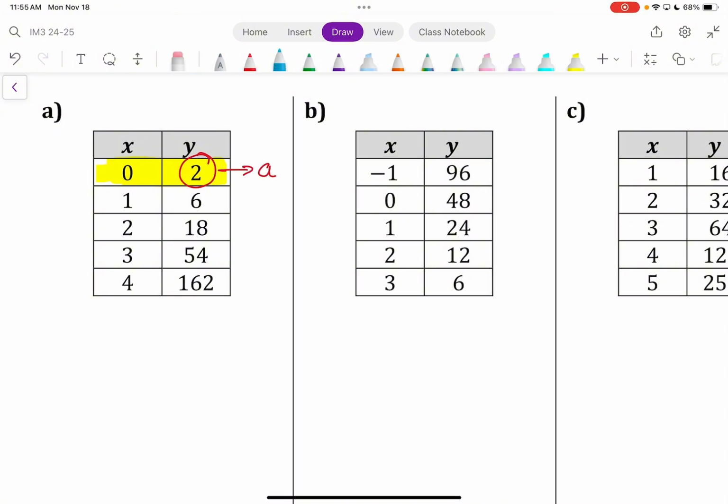To determine your value of B, to determine what your base is, you need to determine the growth. What do you multiply 2 by to get 6? 2 times 3 is 6. 6 times 3 is 18. Do you notice this pattern? To get to the next number, we're multiplying by 3. That is consistent. So your growth is equal to 3. Whatever your growth is, that is your B value.